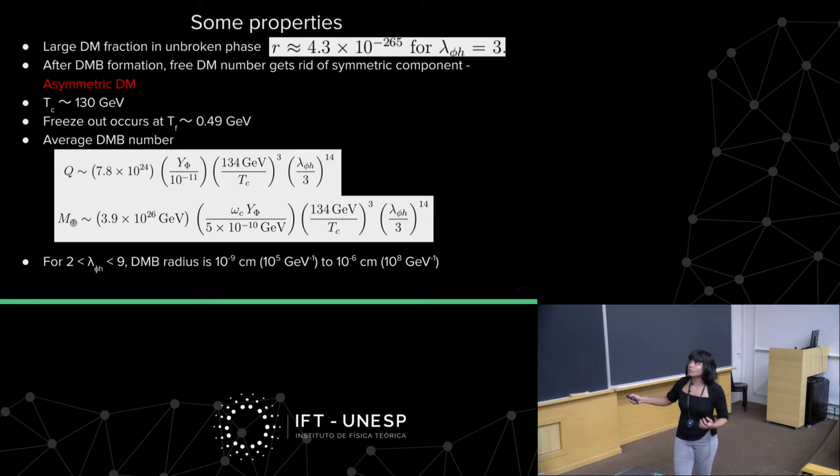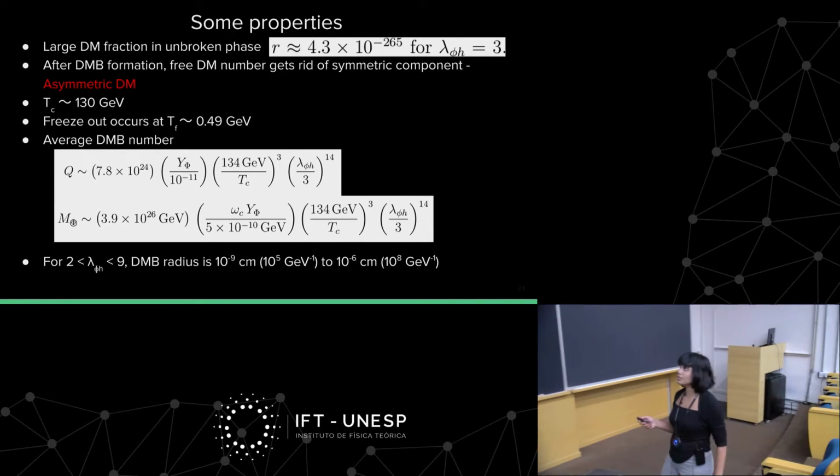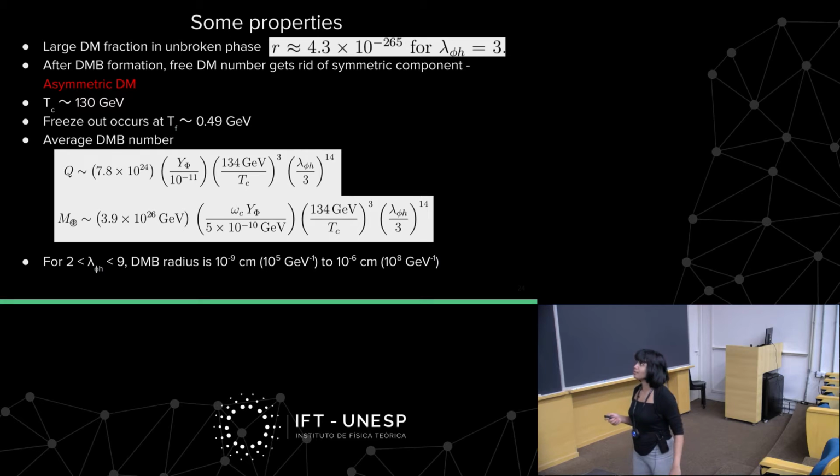This occurs around the critical temperature of 130 GeV, which is close to the electroweak phase transition. Then the temperature keeps on cooling down, and eventually the dark matter freezes out at 0.49 GeV. Then we estimate what the dark matter ball number would be, and what kind of masses of these candidates we are looking for. These are fairly massive objects, around 10 to the 26 GeV. And we vary this lambda phi h from 2 to 9, and we see that these dark matter balls have a size of around 10 to the minus 9 centimeters.